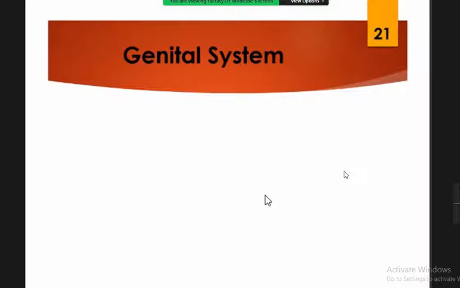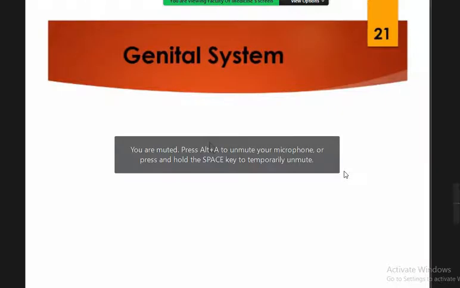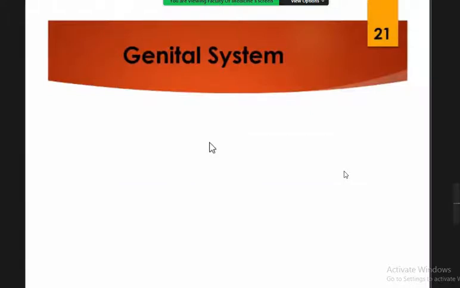Today, we want to look at the genital system. Okay, I think I can now start on the genital system because we are about 40. So, the genital system also is derived from the intermediate mesoderm.